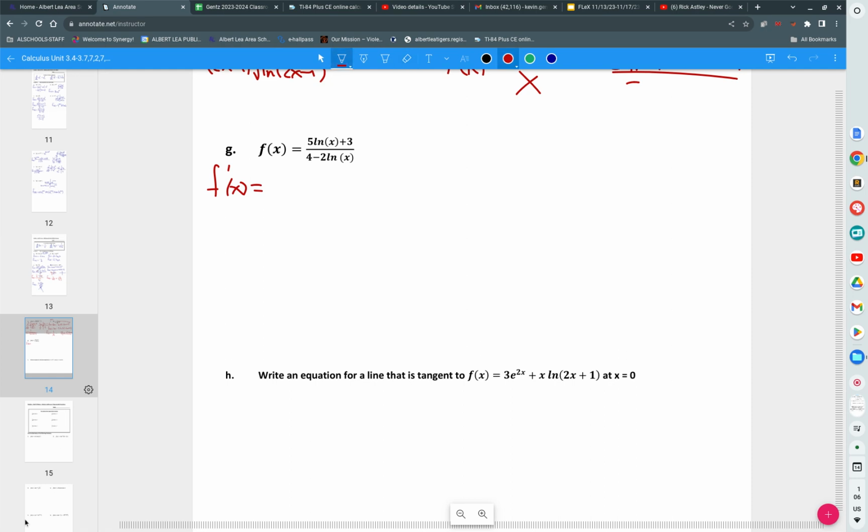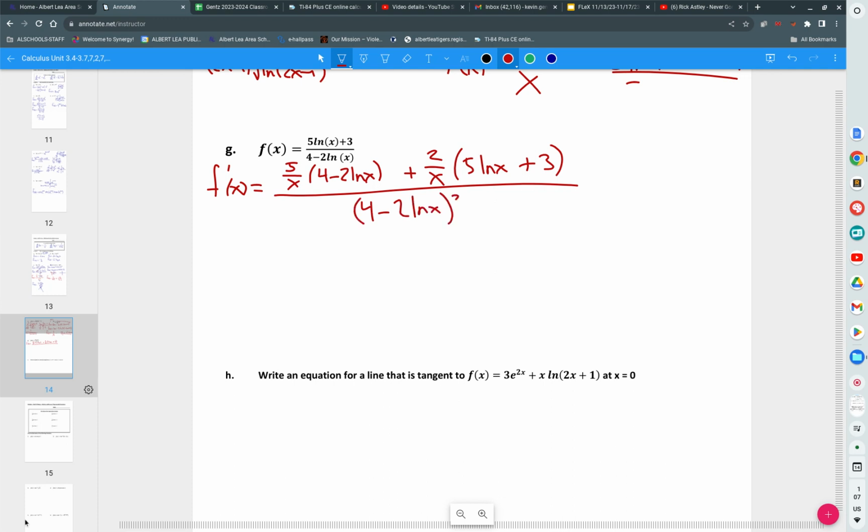So we take the derivative of the top. What's the derivative of 5 natural log of x? 5 over x. And what's the derivative of 3? 0. Isn't that fun? Times 4 minus 2 natural log of x, so multiply by the bottom. Then you subtract the derivative of the bottom. The derivative of 4 is 0, and the derivative of negative 2 natural log of x is negative 2 over x. So I'm going to write it as plus 2 over x times 5 natural log of x plus 3. That all sits over 4 minus 2 natural log of x, that quantity squared.